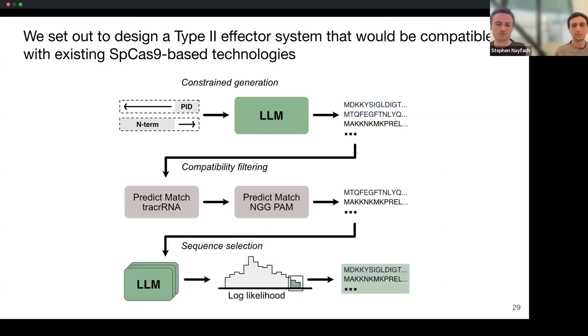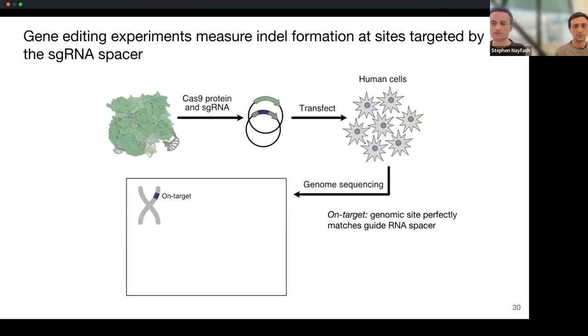Of course, we can repeat this process many times to produce many generated sequences, but ultimately we needed to select some to test in the lab. So to do this, we scored all of the generated sequences that made it so far in the pipeline, and just selected by the log likelihood under both pre-trained and fine-tuned language models. Once we have these proteins, of which we selected about 200 total, the gene editing experiment looks something like this.